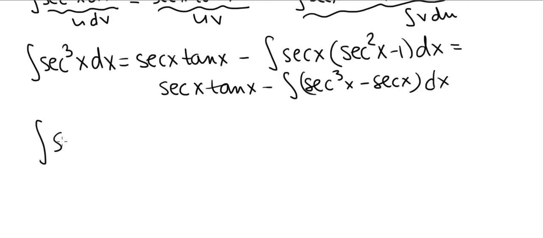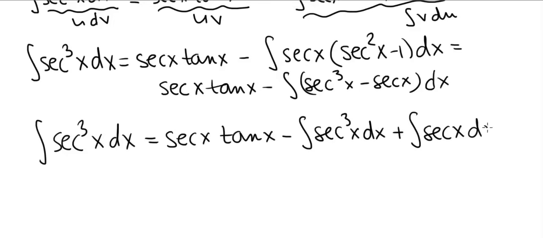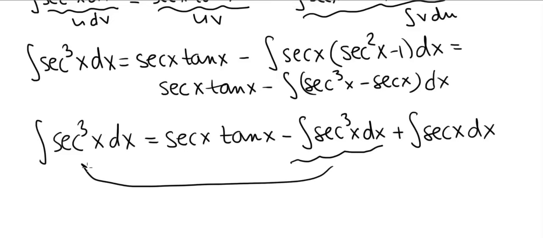So we'll rewrite this one more time, and that will lead us to the answer. On the left we have the integral of secant cubed. On the right we have secant x times tangent x minus the integral of secant cubed x plus the integral of secant x. So we already know how to integrate secant. Now notice this over here, it's negative integral of secant cubed. If I move this integral to the left side, it will become positive.